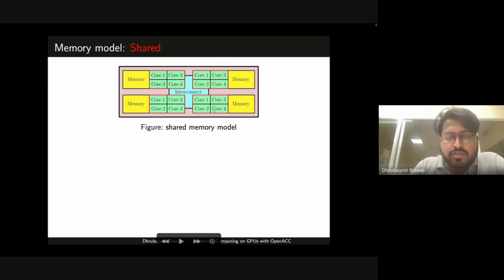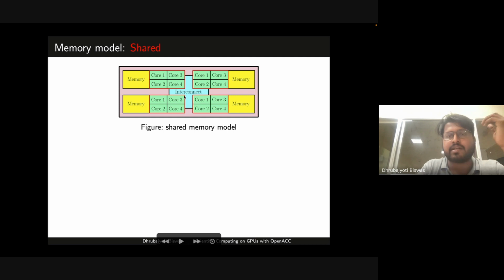Similarly, cores 1, 2, 3, and 4 can directly access the memory here. But let's say this core 3 in the bottom left corner has to access some variable stored in the memory in the top right corner. It can access that, but it has to go through something called an interconnect. Different vendors, like Intel, have different names for this, but it is an interconnect, which is technically a bit slower than direct access. Core 1 here, which I am pointing to, will have faster access to this memory than the core in the bottom left corner, because it has to go through an extra interconnect layer.